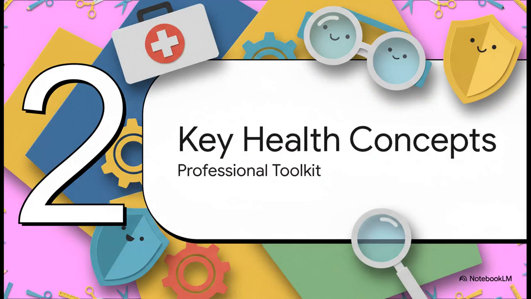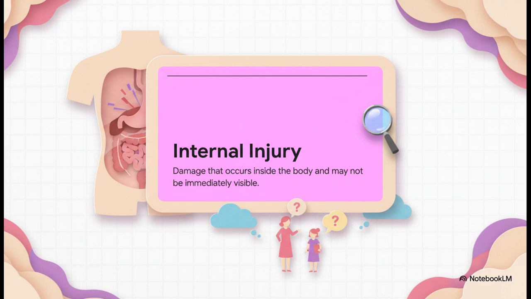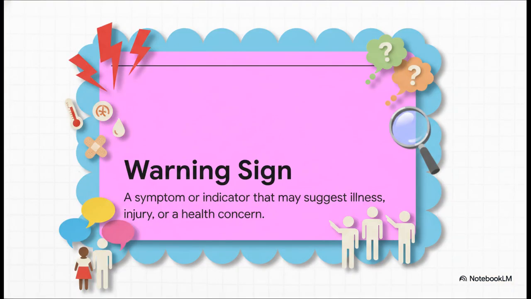Moving on to Section 2, understanding key health concepts, building your professional toolkit. It's vital we connect this terminology to that opening scenario. So, an internal injury is damage that occurs inside the body and may not be immediately visible. Remember our student who looked perfectly fine on the outside but complained of pain? Well, teachers have to be hyper-vigilant because the most serious damage often isn't obvious at all. You can't just rely on what you can see, you have to rely on what the student is communicating to you. And you know, that communication usually comes in the form of symptoms.